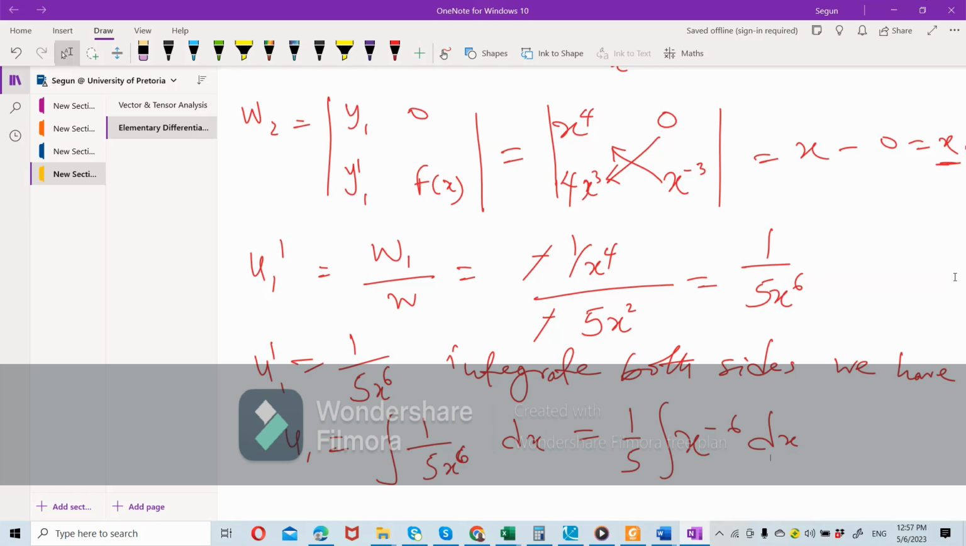Integrate x to the power minus 5. So then I'll give you x to the power minus 5, x to the power minus 4 over minus 4.